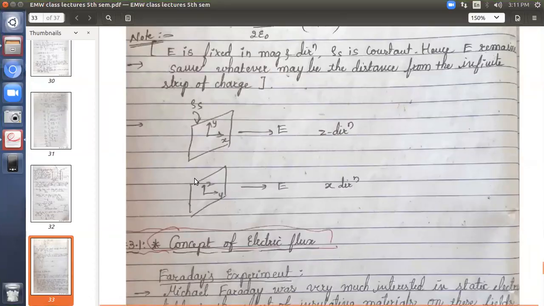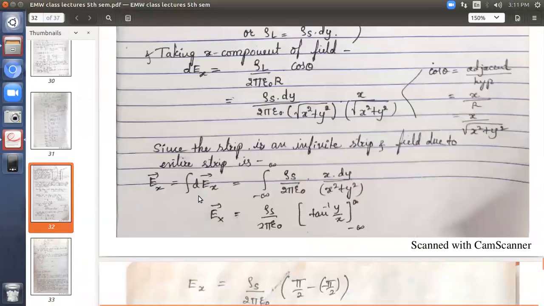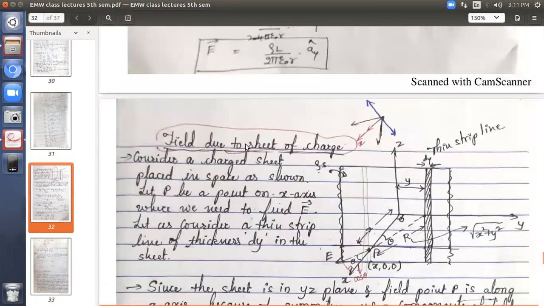Good afternoon, all. In today's session, we are going to continue the discussion of the small topic that was left out yesterday. We will continue that discussion. Yesterday, in the previous session, we completed the field expression capital E due to a sheet of charge.